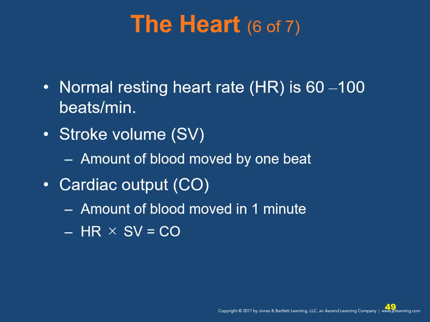The normal pulse rate for an adult, or HR, normal heart rate for an adult is 60 to 100 beats per minute. The stroke volume, or SV, is the amount of blood moved by one beat. The cardiac output, or CO, is the amount of blood moved in 1 minute. So the cardiac output equals the normal heart rate times the stroke volume. In 1 minute, the body's entire blood volume of 5 to 6 liters is circulated through all the vessels.